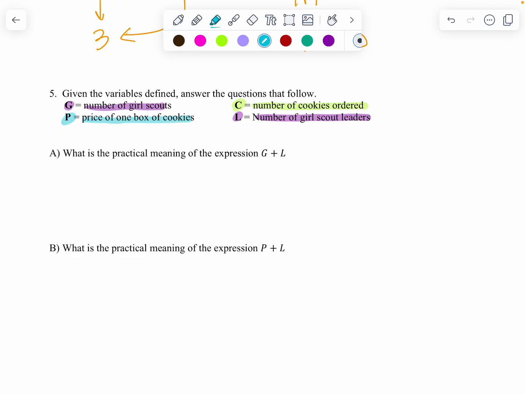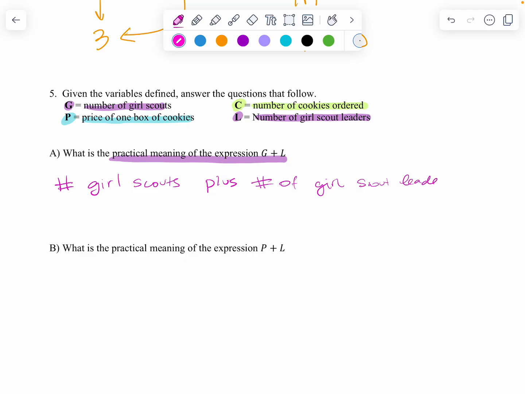G is the number of Girl Scouts. L is the number of Girl Scout leaders. So now they want me to figure out what's the practical meaning of G plus L. So again, here's what we're absolutely not going to do. It's the number of Girl Scouts plus the number of Girl Scout leaders. Now, that can be your work. That's not a wrong statement. You're not wrong, but you're not answering the question.